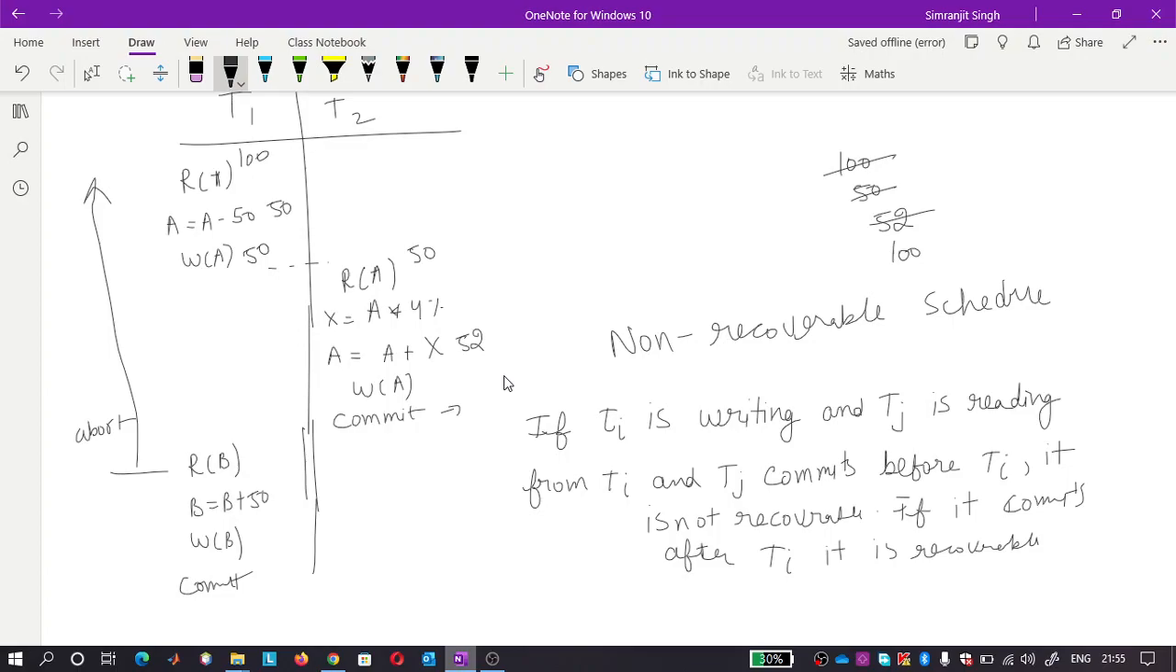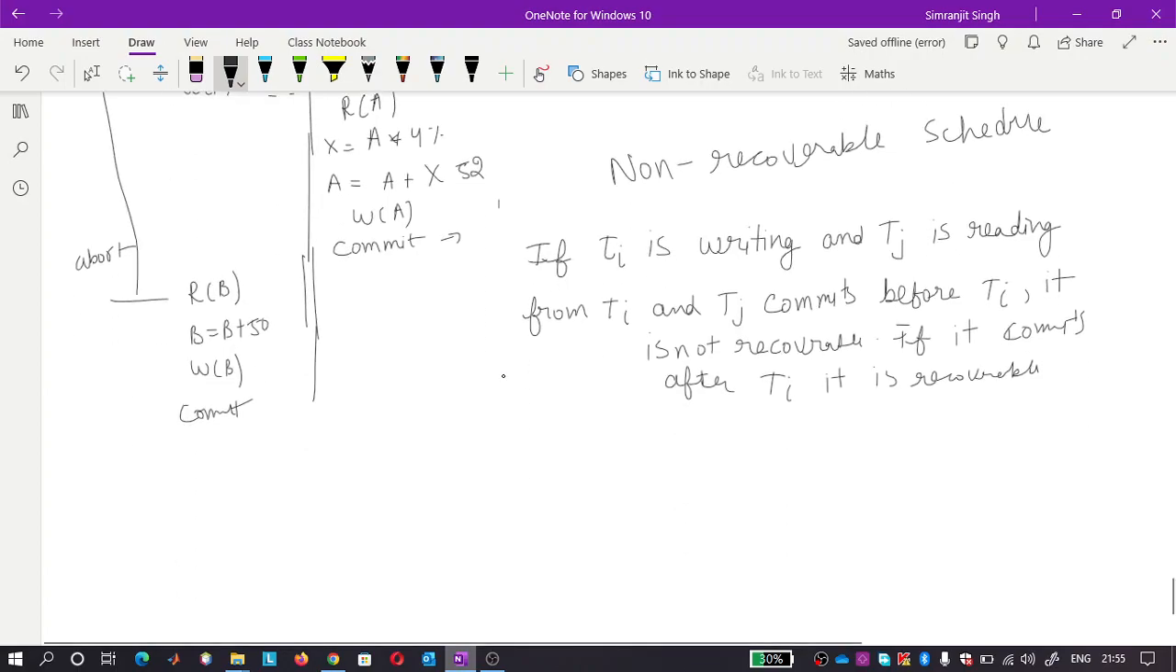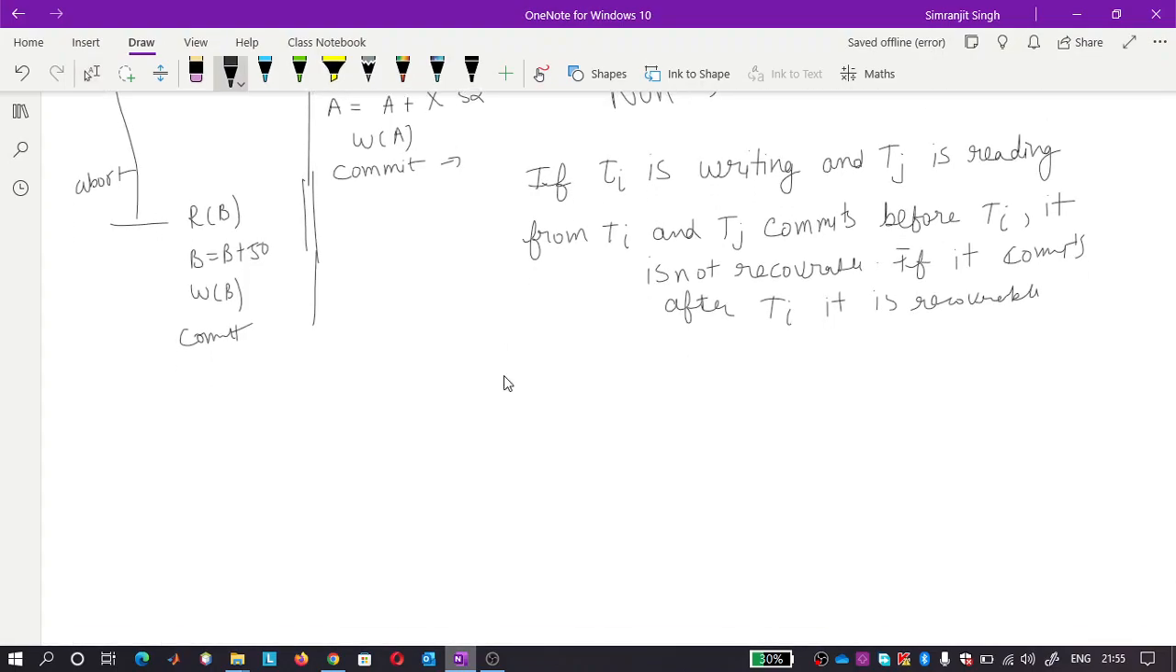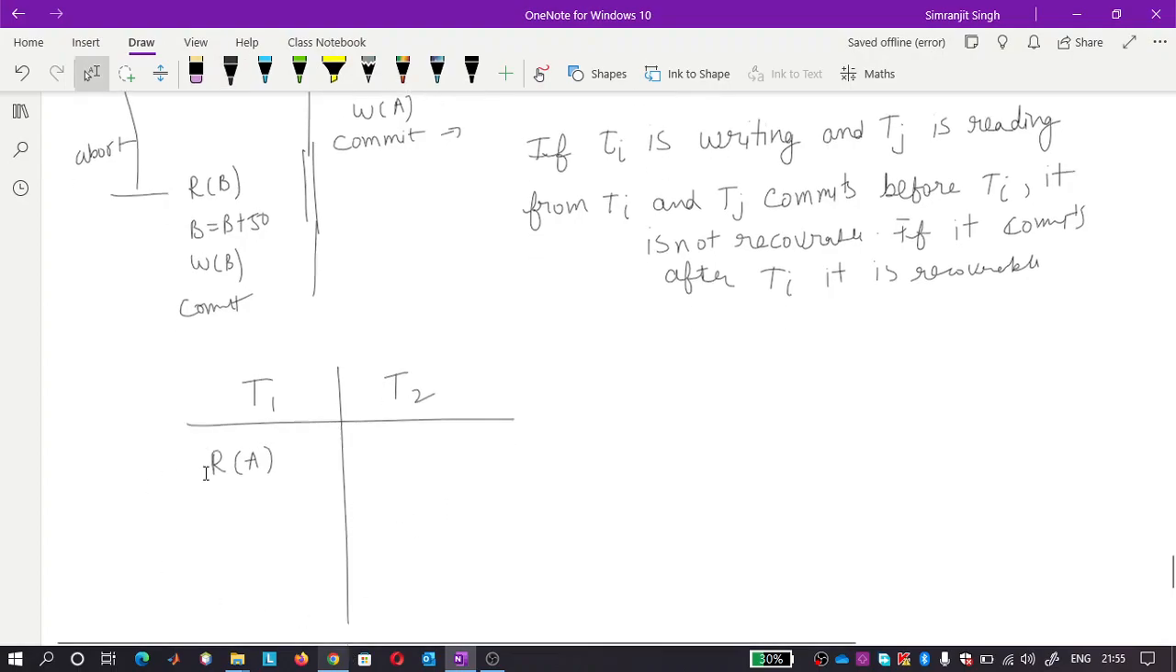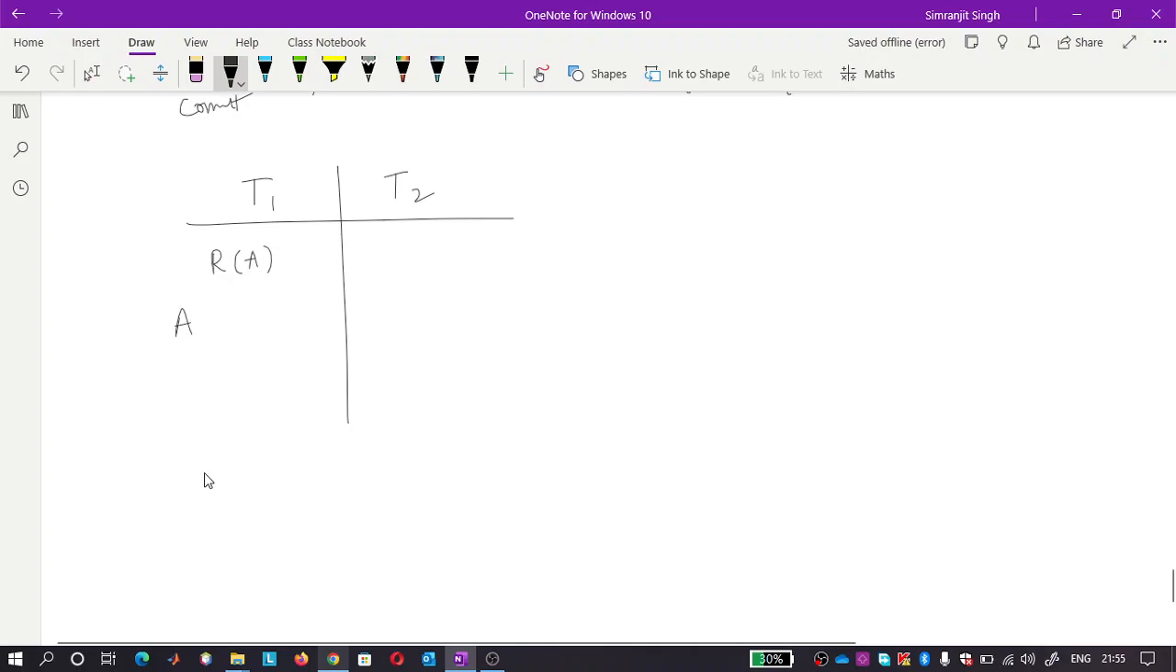But when it puts a commit here, now it cannot be rolled back because the changes that are made are permanent. So if I want this transaction to be recoverable, what I have to do is change some aspects of it. T1, T2: A equal to A plus 50, W of A, and then we're changing towards something, same transaction.